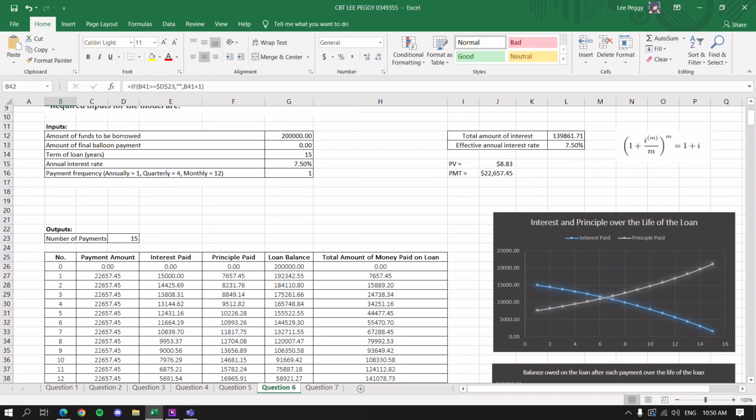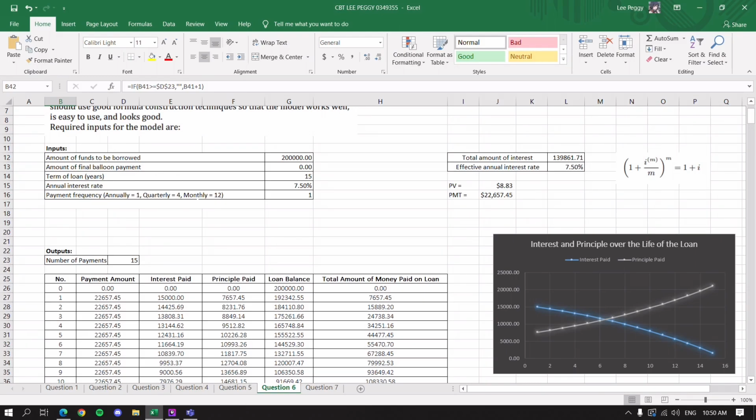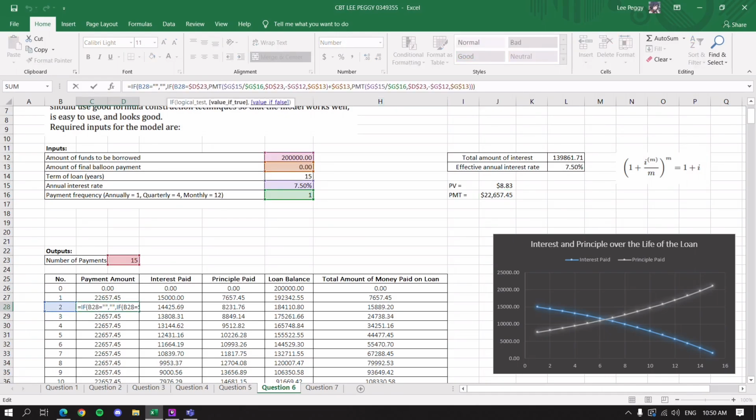Moving on to the payment amount. The payment could be calculated using the Excel function PMT. Similarly, if a final balloon payment is used, then the last payment will not be equal to the level payment amount.